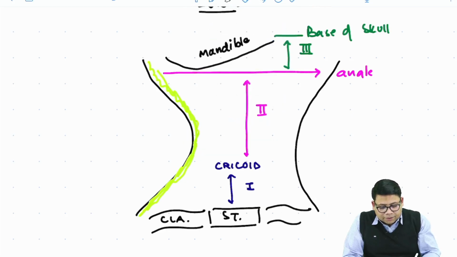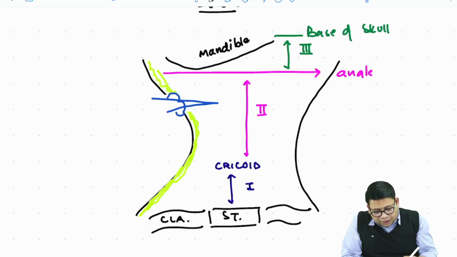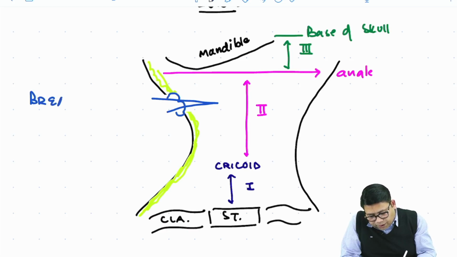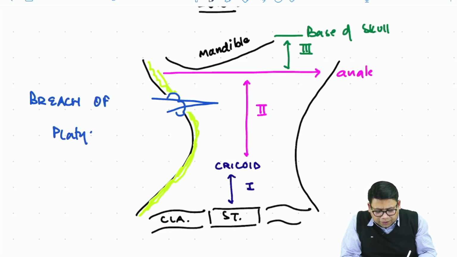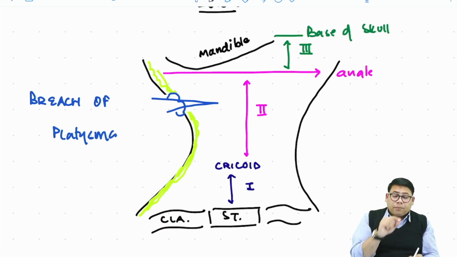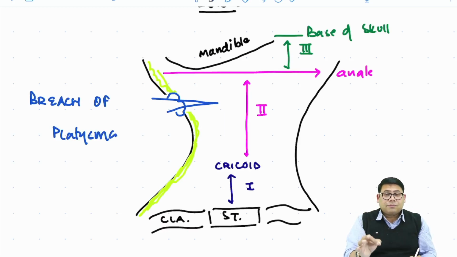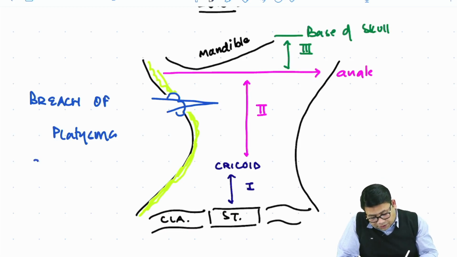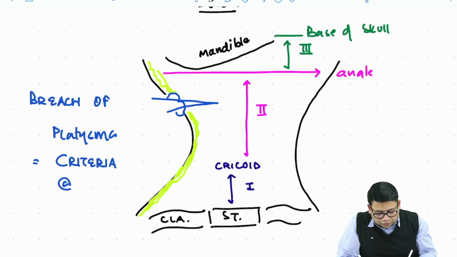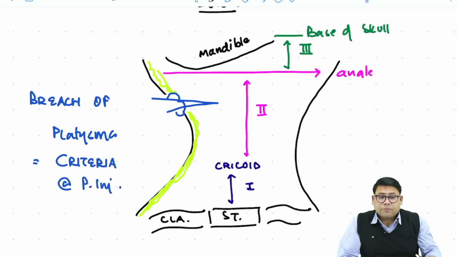So if there is a breach of the platysma at any point of time, suppose you see there is a weapon which has gone inside, so there is a breach of platysma. This is what is very important. Breach of platysma is the minimum criterion to call something a penetrating injury. This is what is important.